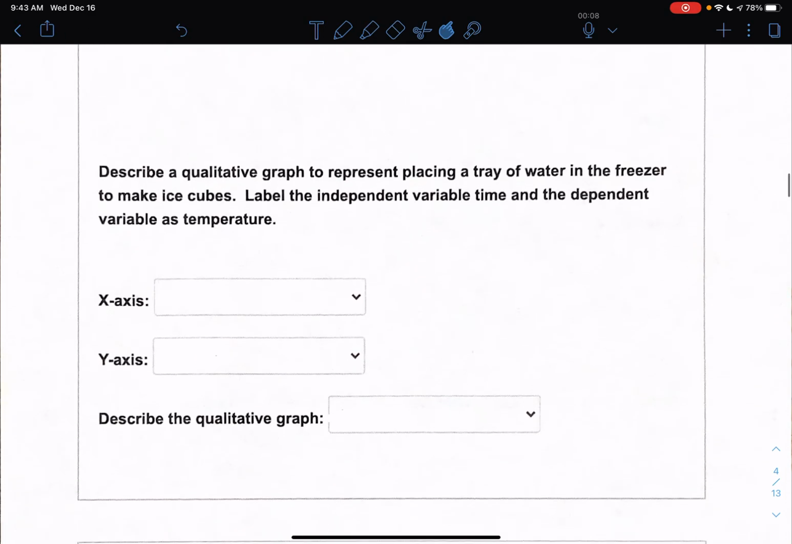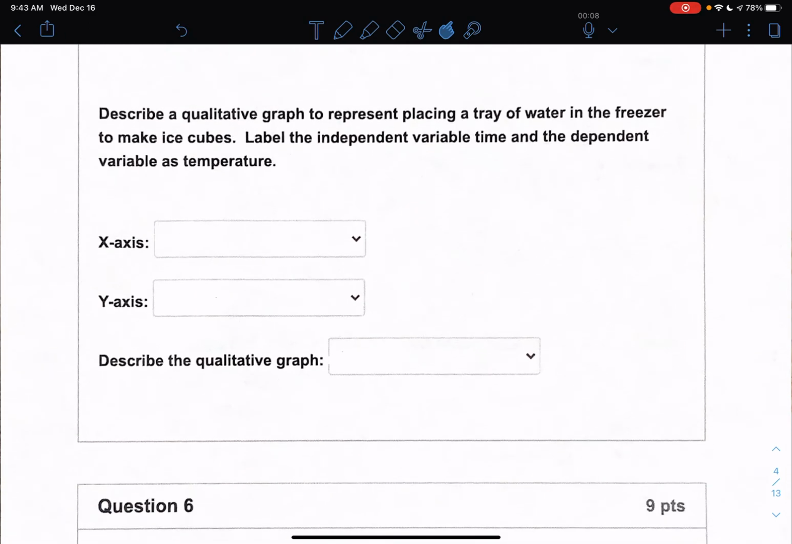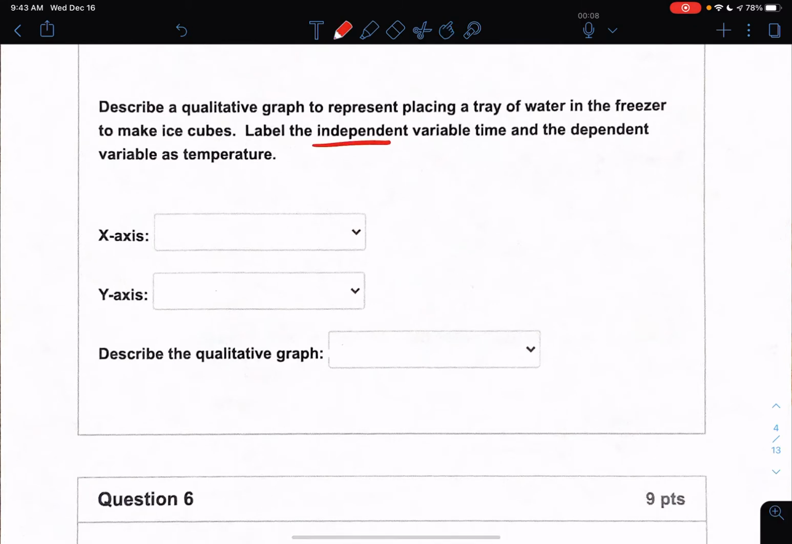All right, number 5. So this one says describe a qualitative graph to represent placing a tray of water in the freezer to make ice cubes. Label the independent variable as time and the dependent variable as temperature, okay? The most important thing to remember is that we have independent variables and we have dependent variables, okay? This is going to let us know, hey, your x-axis or your x values or whatever it represents, and then y is going to be your dependent, okay?